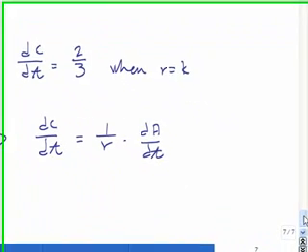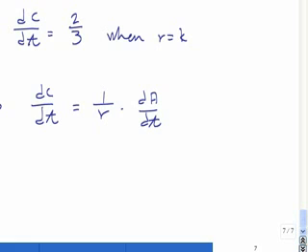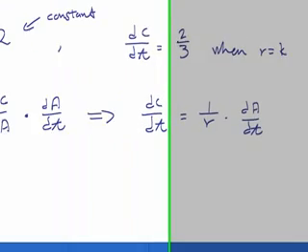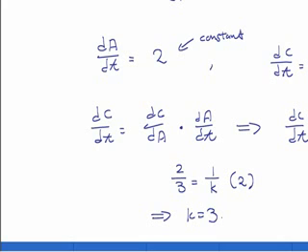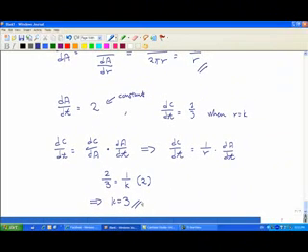Now, we know that the rate dA dt always remains constant as 2. And we know that dC over dt equals 2/3 when R equals K. So this is what you are able to write out. You will sub in R to be K for the 1 over R. And from here, clearly we will be able to see that K will be equal to 3.